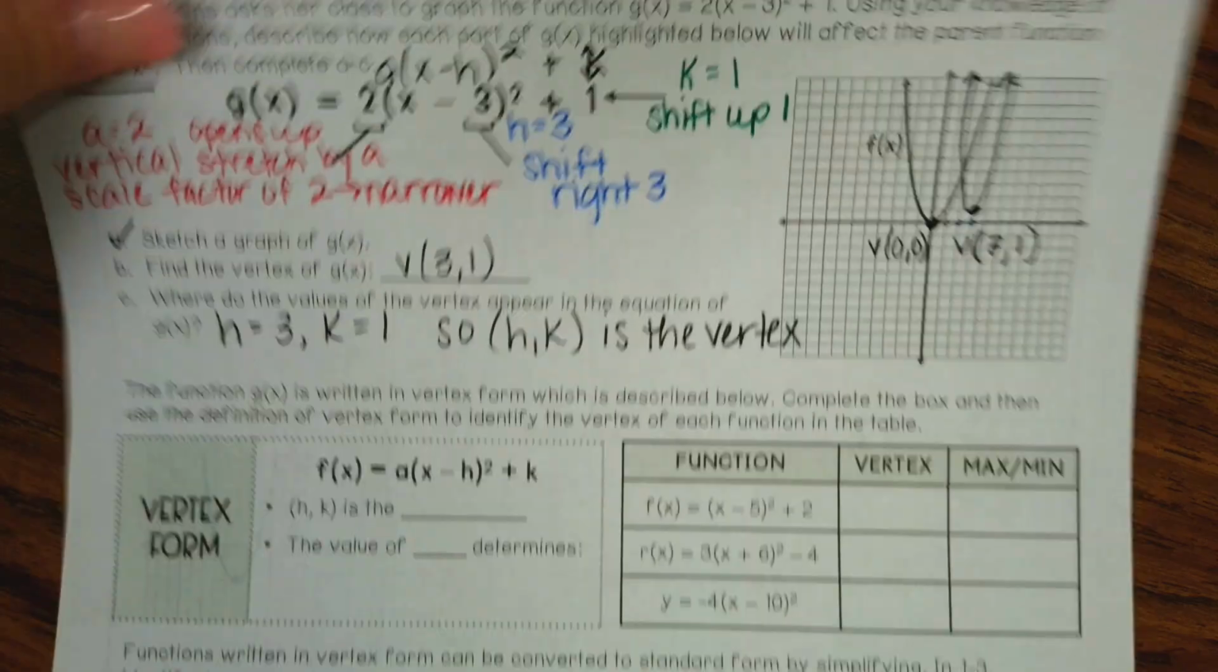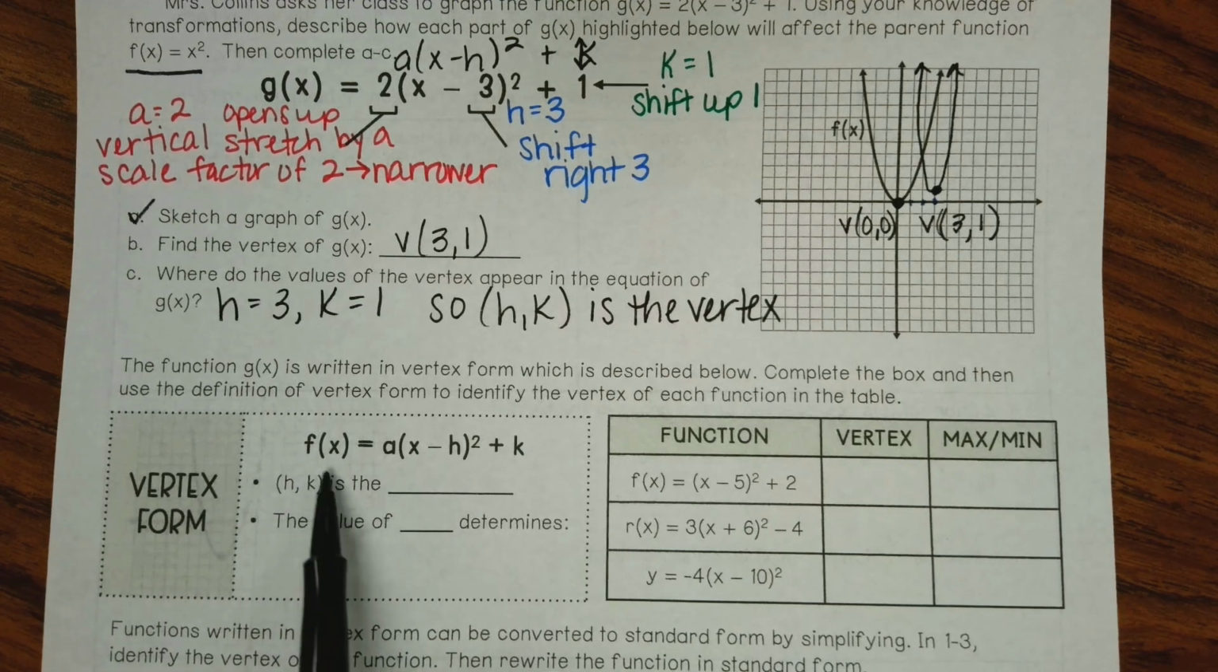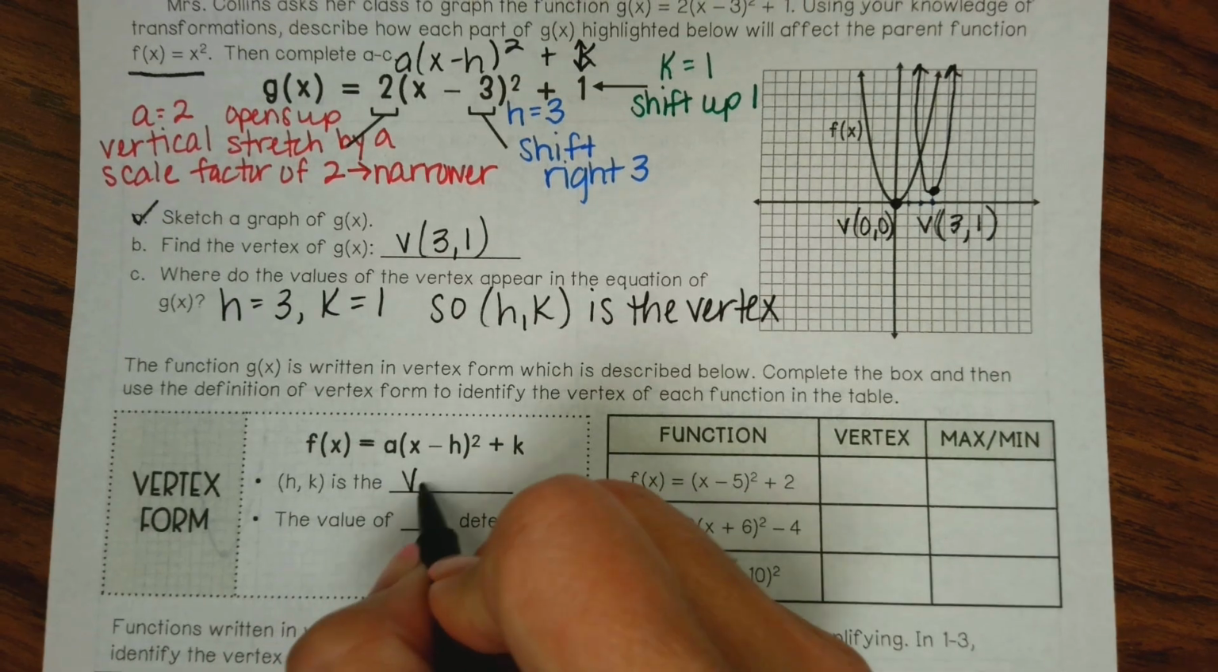All right, so let's take that information and complete this table at the bottom. It says for the vertex form, here it is, a times (x minus h) squared plus k. (h, k) is the vertex.